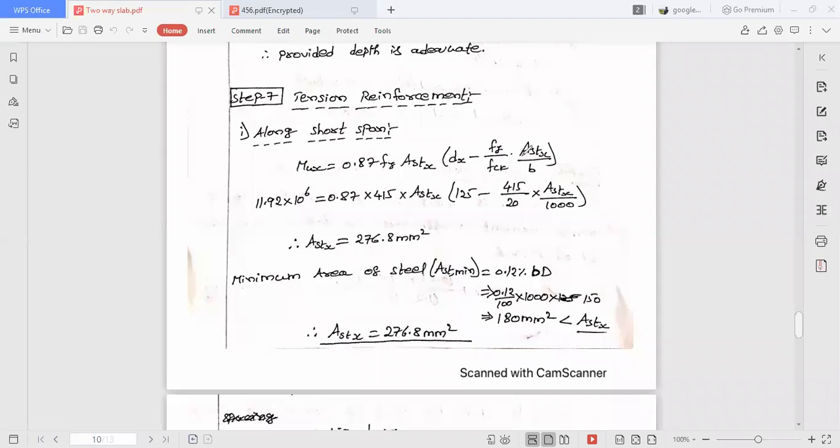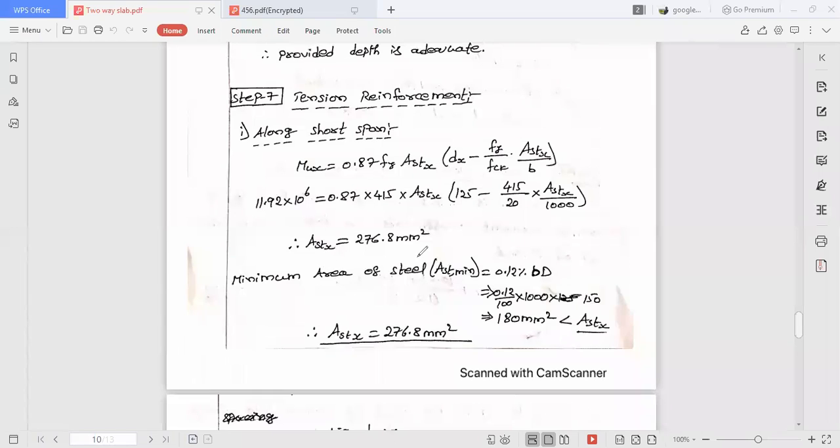Okay, but the Indian code suggests, irrespective of moment, the slab should have some minimum and maximum ranges of steel. స్లాబ్‌లో మినిమం స్టీల్ ఎంత ఉండాలి, మ్యాక్సిమం స్టీల్ ఎంత ఉండాలి అని ఒక రేంజెస్ ఉన్నాయి. ఏంటది? Minimum steel is 0.12% of bD, maximum steel is 4% of bD. అంటే మనకు వచ్చే స్టీల్, ఇక్కడ మనం డిజైన్ చేస్తే వచ్చిన స్టీల్ మినిమం కంటే తక్కువ ఉండకూడదు, మ్యాక్సిమం కంటే ఎక్కువ ఉండకూడదు. అంటే మనకు వచ్చే స్టీల్ ఈ రెండు మధ్యలో ఉండాలి. Then it is okay. So let us check whether it is in between or not.